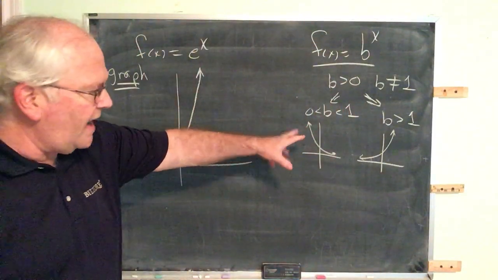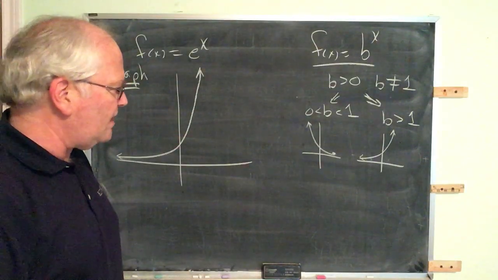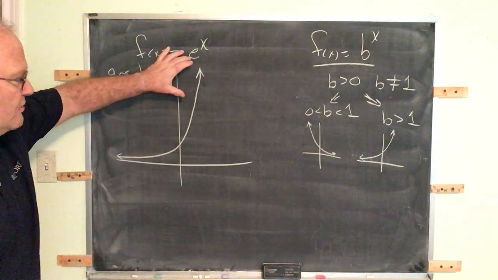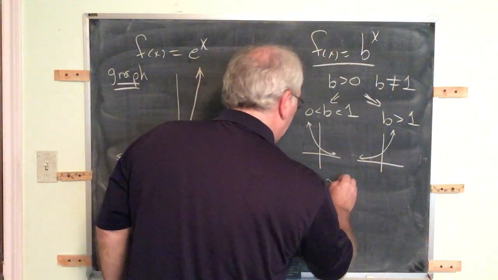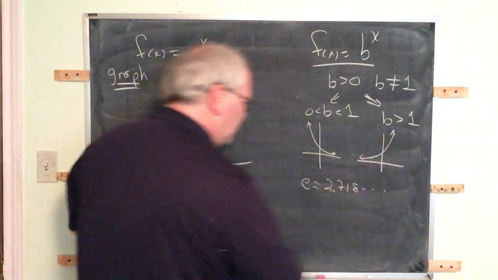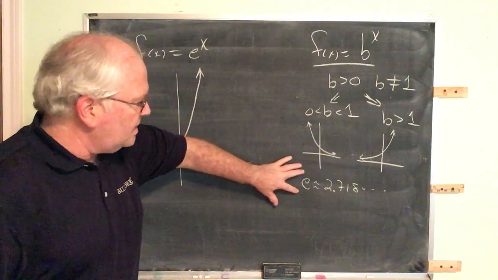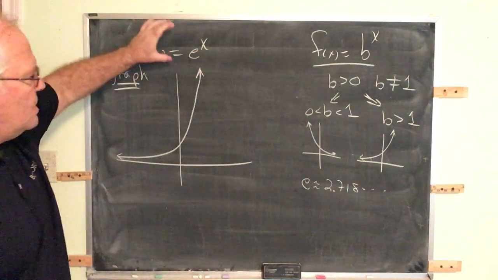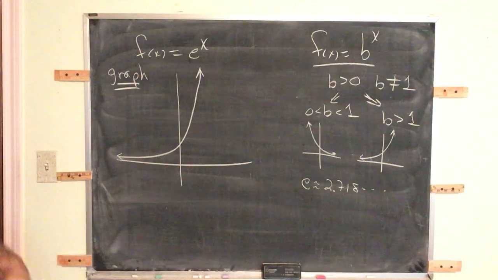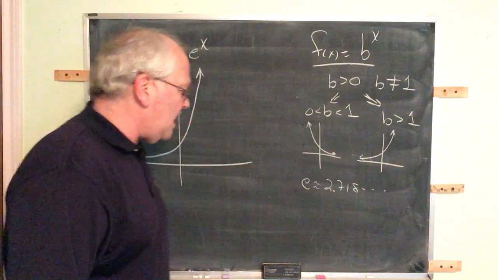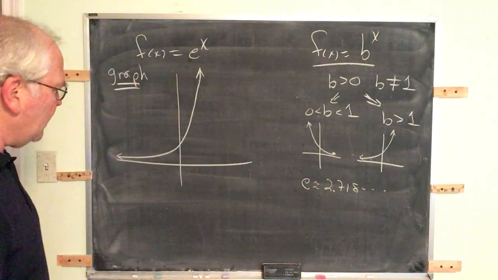Now, the specific details depend upon the specific values for b. In this particular case, recall that e is approximately 2.718, and so on. It is greater than 1, and so it meets this requirement, and so we may use e to the x. We treat e rather like we would treat pi. It's a letter that represents a specific constant, and so we have e to the x.